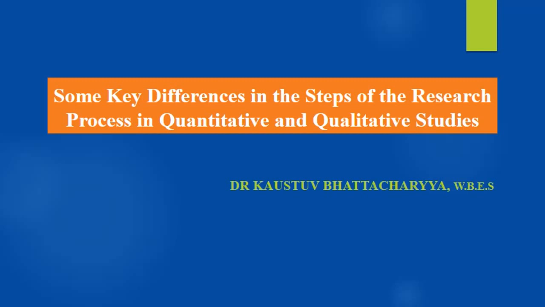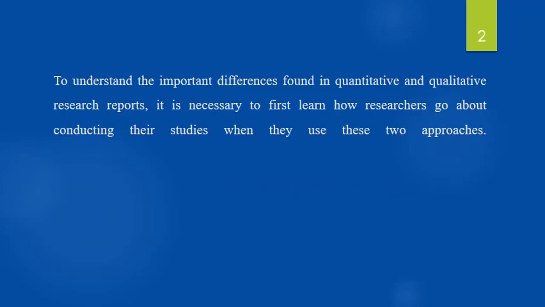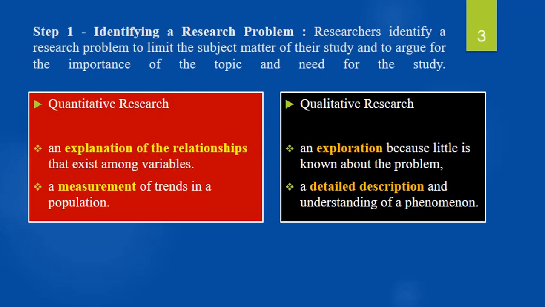We know from our previous class that there are basically 8 steps in conducting any kind of educational research as a scientific study. The step 1 is identifying a research problem. Researchers identify a research problem to limit the subject matter of their study and to argue for the importance of the topic and need for the study. We find information about a study's research problem in the introduction section of a research report, normally.